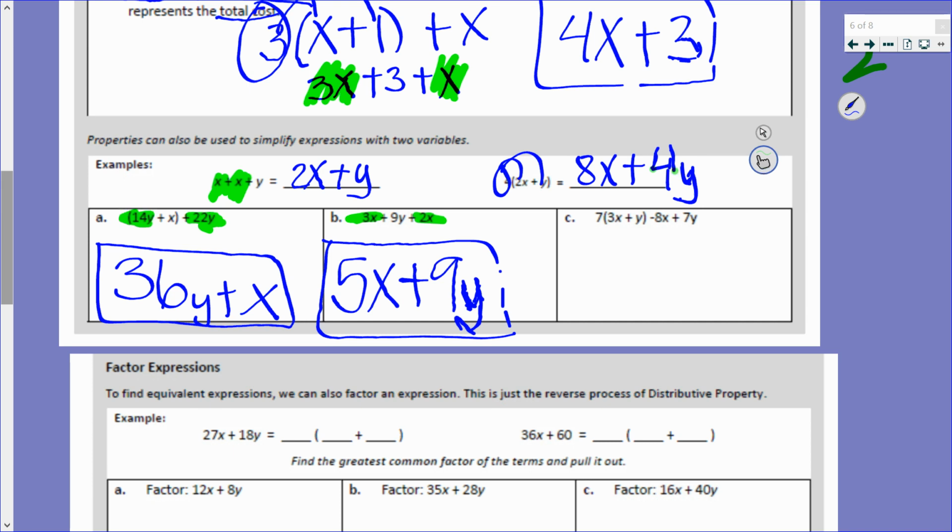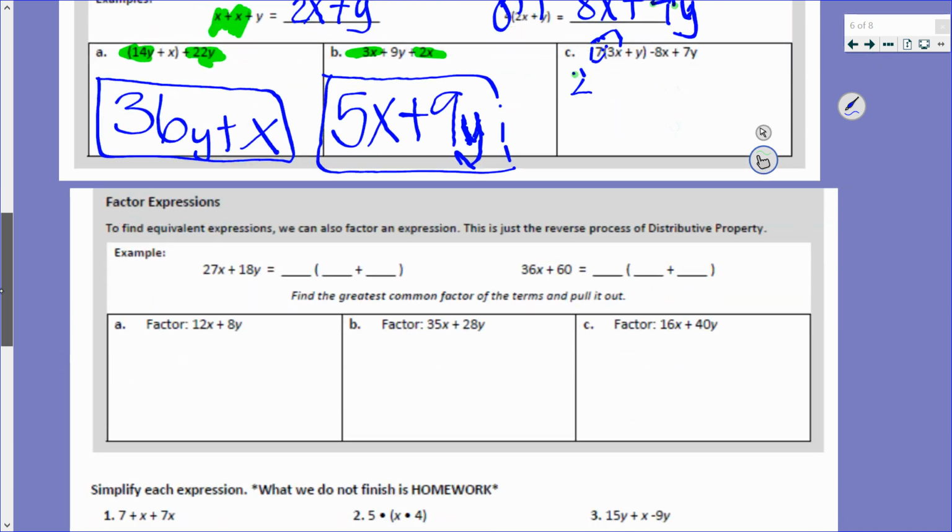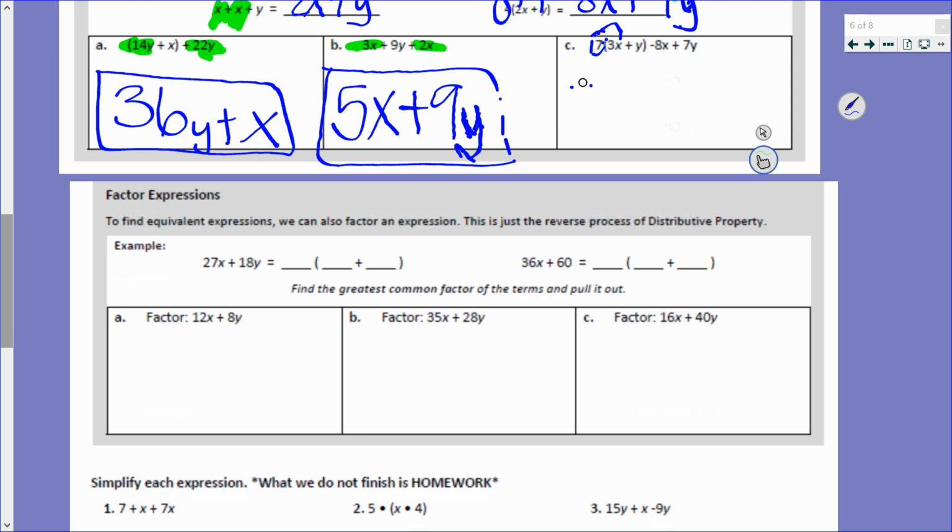So again, first thing we're going to do, when we have a number on the outside of the parentheses, Seth, what do we do with that? Yes, you multiply it by everything inside the parentheses. So 7 times 3x is going to give me 21x. 21x plus 7 times y is 7y. And then I'm just going to write in the remainder of the expression minus 8x plus 7y.